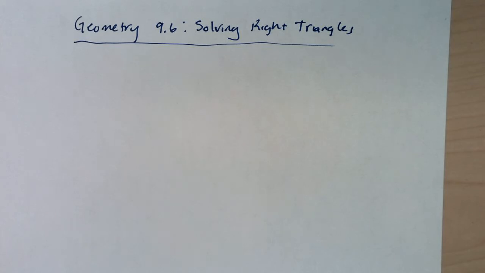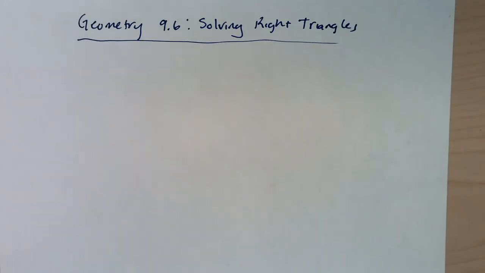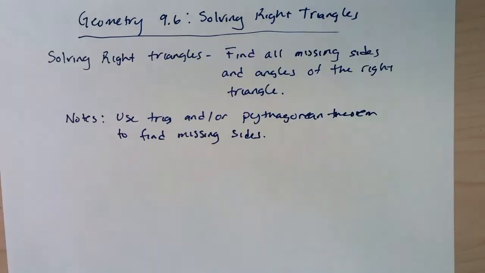Hey guys, this is Geometry 9.6, solving right triangles. So if you're asked to solve a right triangle, what you're asked to do is find all the missing sides and all the missing angles of the right triangle.